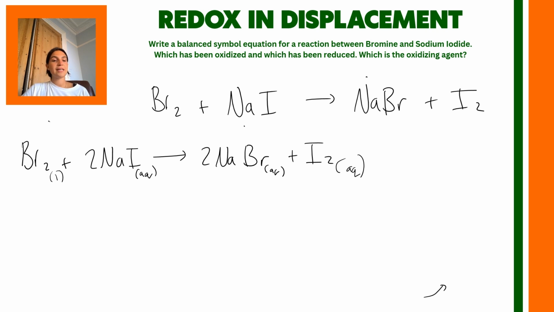So this is balanced. I've got my state symbols. Bromine's a liquid at room temperature. I've got my aqueous solution of sodium iodide, aqueous sodium bromide, and my iodine as well.